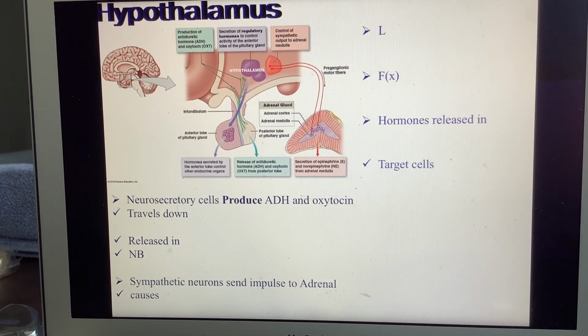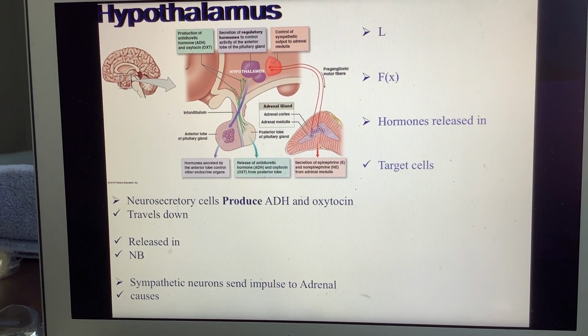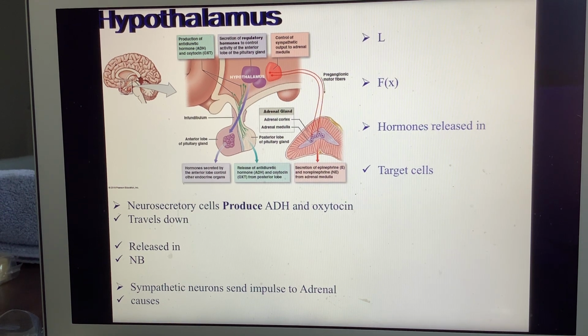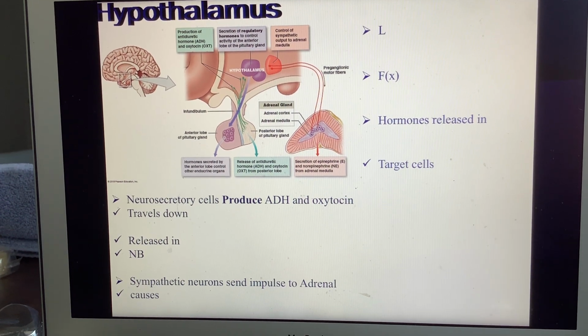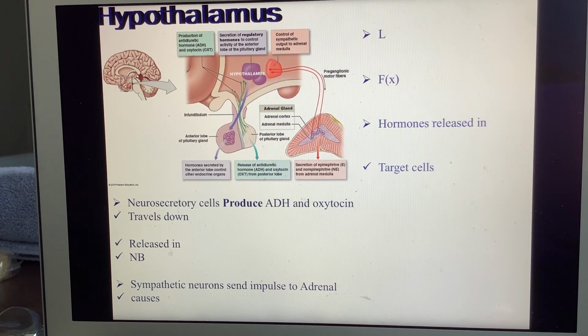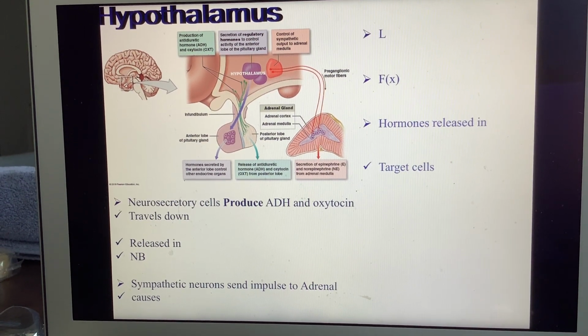and then it causes specific cells called chromaffin cells. Chromaffin cells is spelled C-H-R-O-M-A-F-F-I-N, chromaffin cells, to secrete epinephrine and norepinephrine. Epinephrine is spelled E-P-I-N-E-P-H-R-I-N-E. Norepinephrine, you just put NOR on the front of epinephrine.